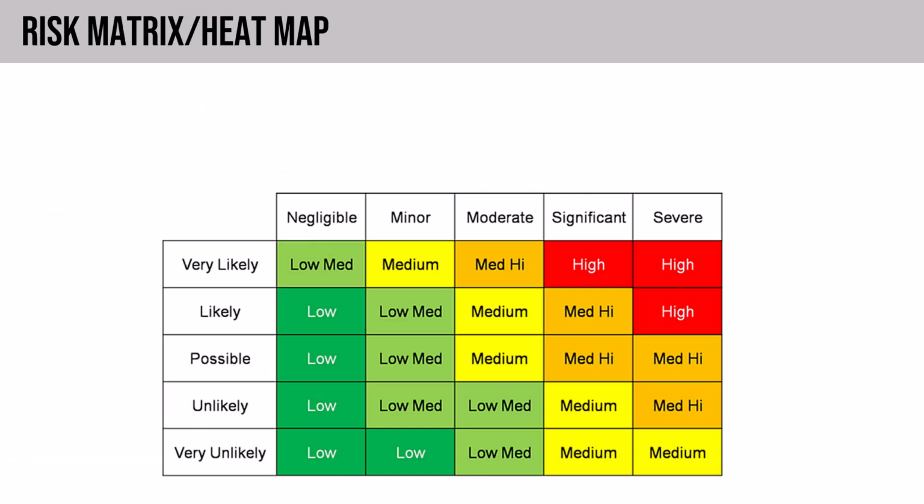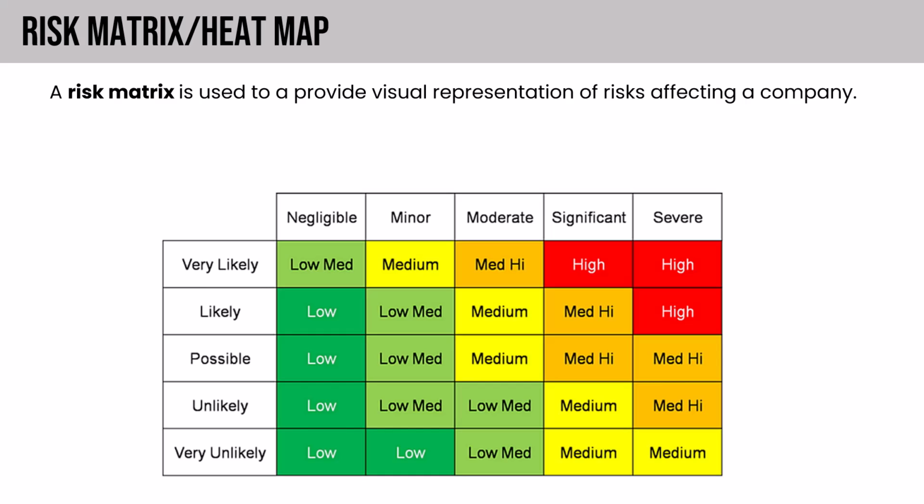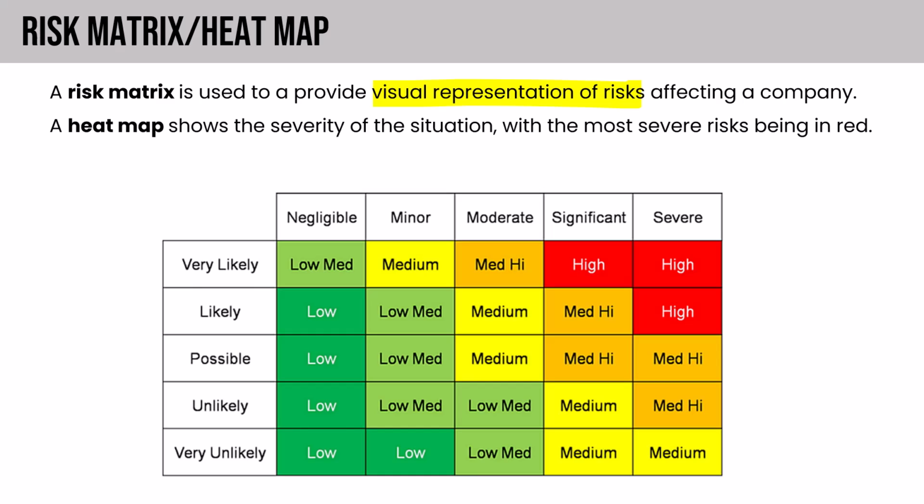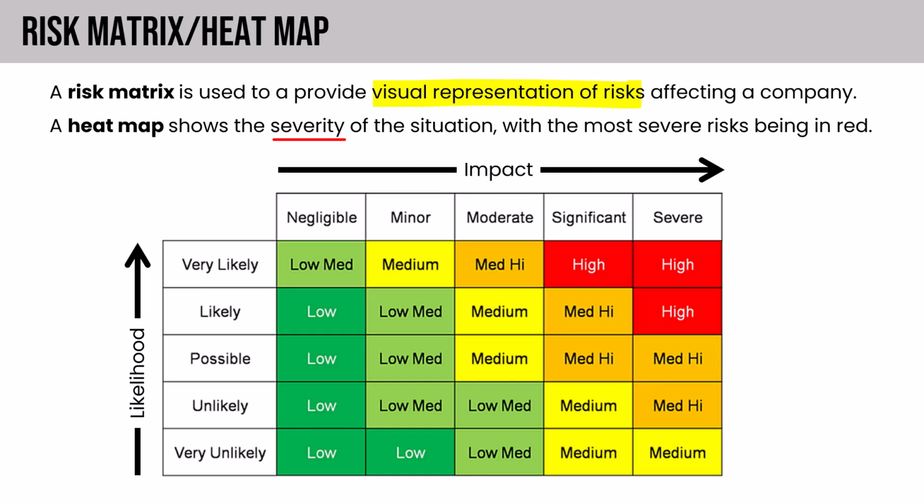And then we have the heat map. So a risk matrix is used to provide a visual representation of risks affecting a company. So the heat map shows the severity of the situation, with the most severe risks being in red. So you see the likelihood ranging from very unlikely to very likely as we go up, and the impact from left to right becoming more severe. So remember, likelihood is the qualitative version of probability, right? And you notice the risk matrix here, the heat map, it's using qualitative terms, low, medium, high, etc.